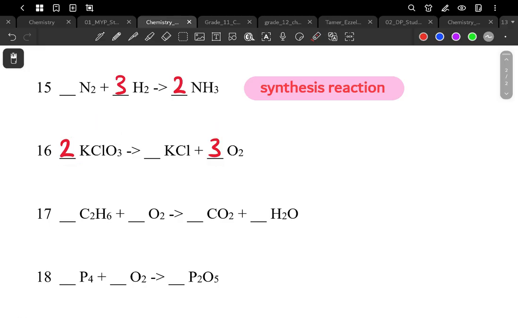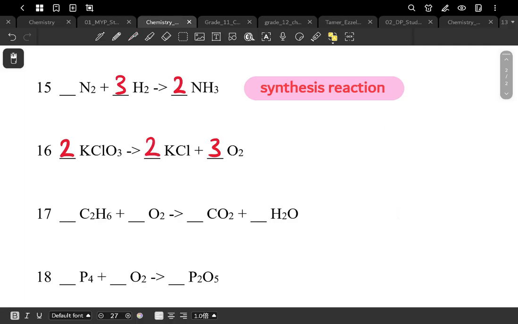And 2 KCl, so I'm going to add a 2 here. Now everybody's happy, and this is a decomposition reaction. What is meant by decomposition? Decomposition reaction, this is a breaking down reaction.